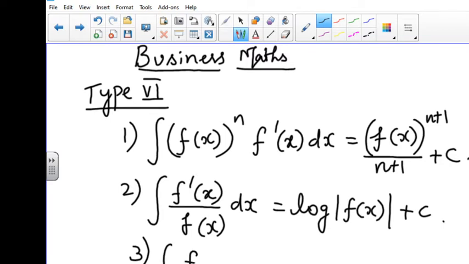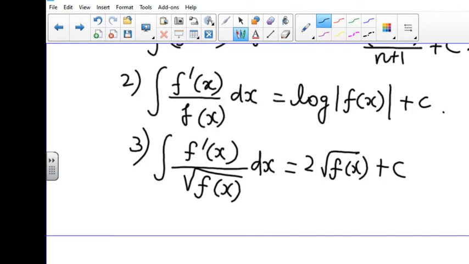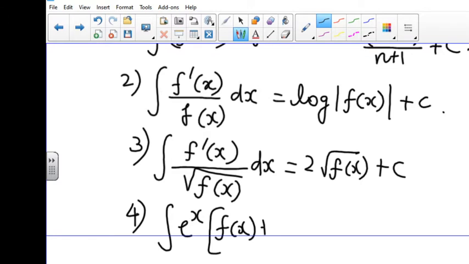Next, formula number 3, integral of f dash of x divided by root of f of x. In the previous formula, there is no root. In this formula, we are having a root. So, we have to write the formula as 2 root of f of x plus c. Here we have f of x in the denominator, f dash of x in the numerator, the formula is log of f of x. In the denominator, if you have root of f of x, the formula is 2 root of f of x.